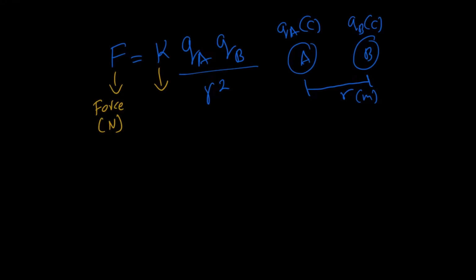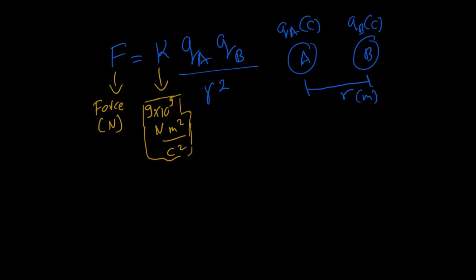This value, you should memorize this value. It's 9 multiplied by 10 to the power of 9 in newton meter squared per coulomb squared. Now this is a value that you should memorize, like you can think about it in the same sense as Avogadro's number or the gravity, which is 9.81.